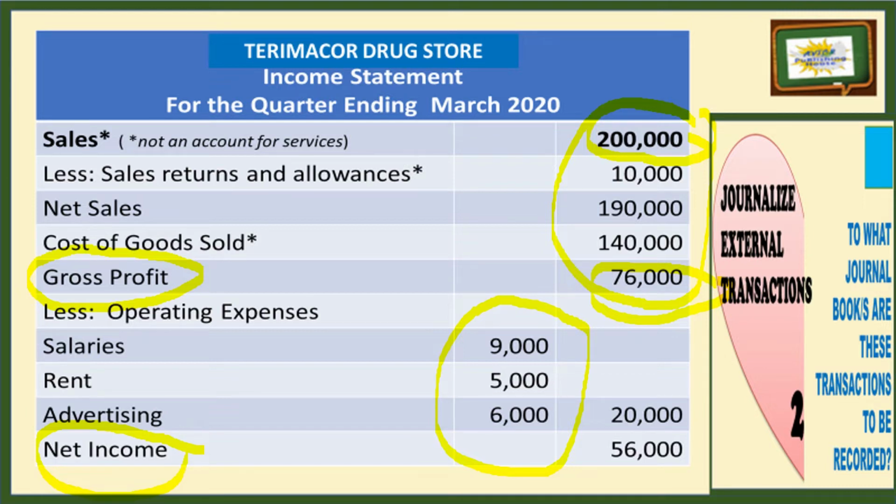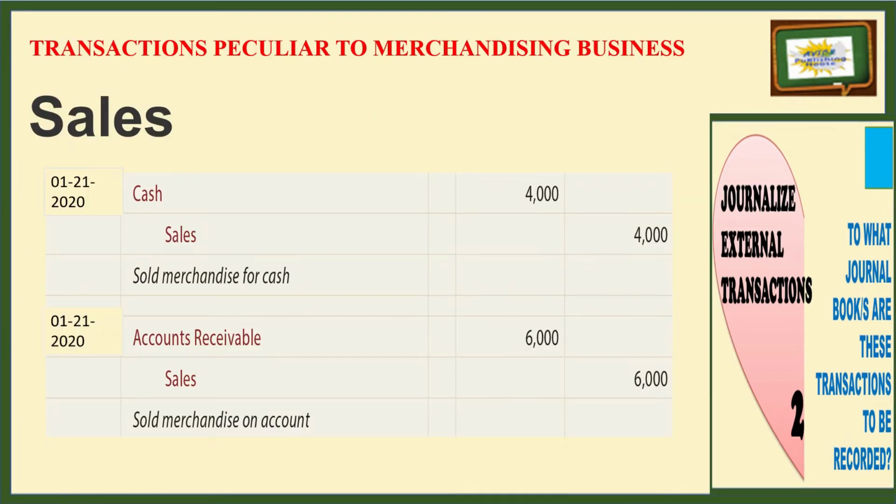So we have the sales. This is a new account for you, sales, because you've studied only revenue in the service business. And then we have the sales returns and allowances account. When using perpetual inventory, or at the end of the period, you have the cost of goods sold account. So these are the accounts that you're going to use in the merchandising business, and other accounts that we will encounter later in the discussion.